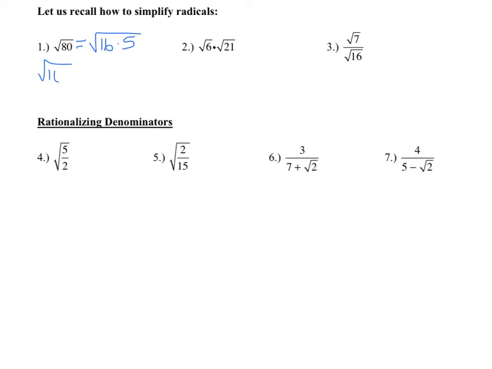We can use that product property to break that into the square root of 16 times the square root of 5. And then the square root of 16 is 4. Square root of 5 is not a nice whole value, so we leave it. And there's our simplified radical form.